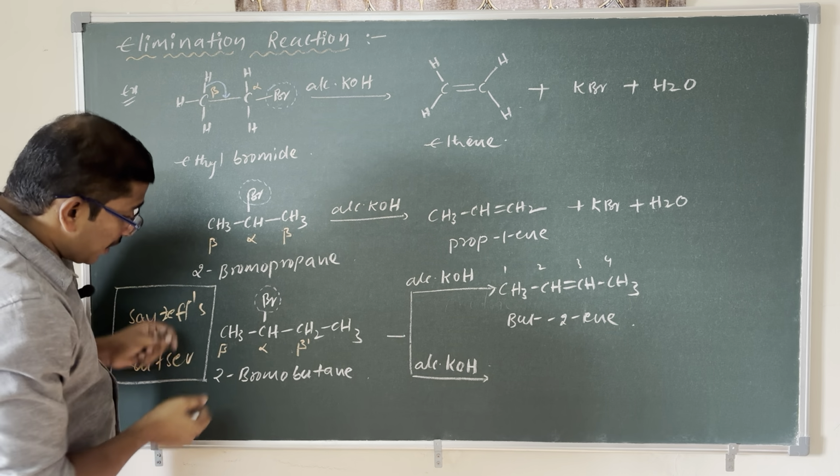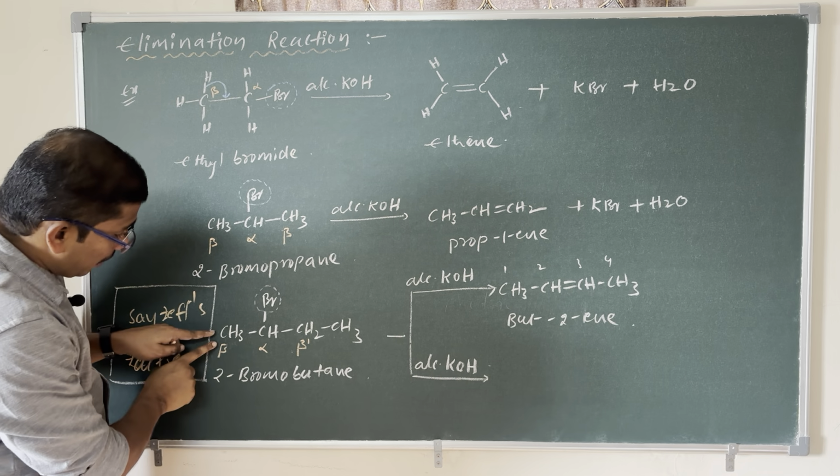For example, the hydrogen will be eliminated from this beta carbon atom. Here there is a double bond we are getting here. So what compound are we getting here?